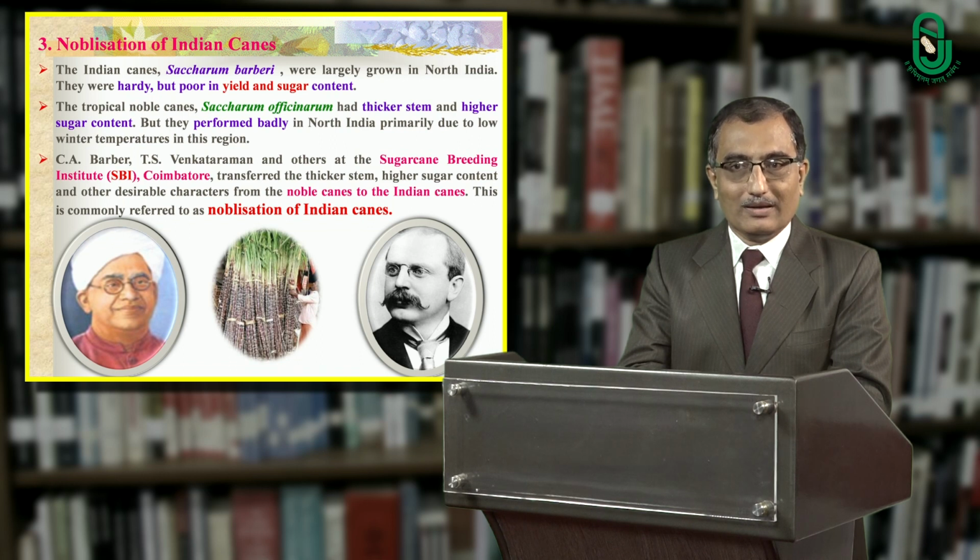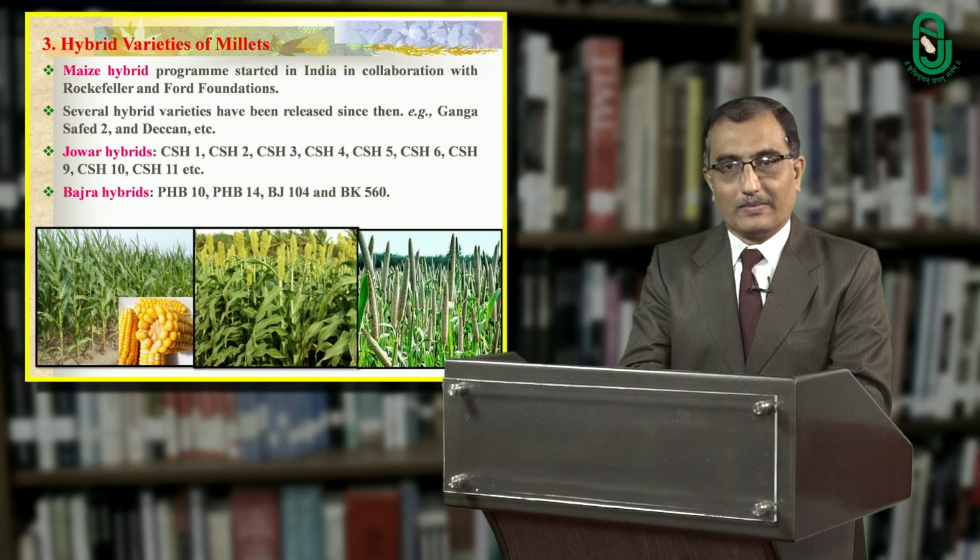So C.A. Barber as well as T.S. Venkatraman and others at the Sugarcane Breeding Institute, Coimbatore, transferred the thicker stem, higher sugar content and other desirable characteristics from noble cane to Indian canes, Saccharum barberi. This is commonly referred to as nobilization of cane. Nowadays, this nobilized cane can be grown all over the country as well as all over the world, and that credit goes to our Indian scientists.